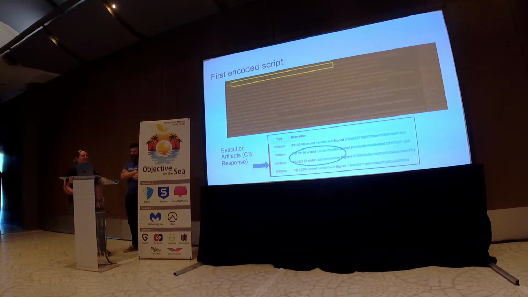So here's an example of the first encoded script. Basically, you've got a giant blob of base64 encoded and OpenSSL encrypted data, which decodes into the second script. Basically, you've got this OpenSSL encode base64, AES 256 CBC, and there's a password here, which is also interesting. This is hard-coded into each sample and varies with each sample.